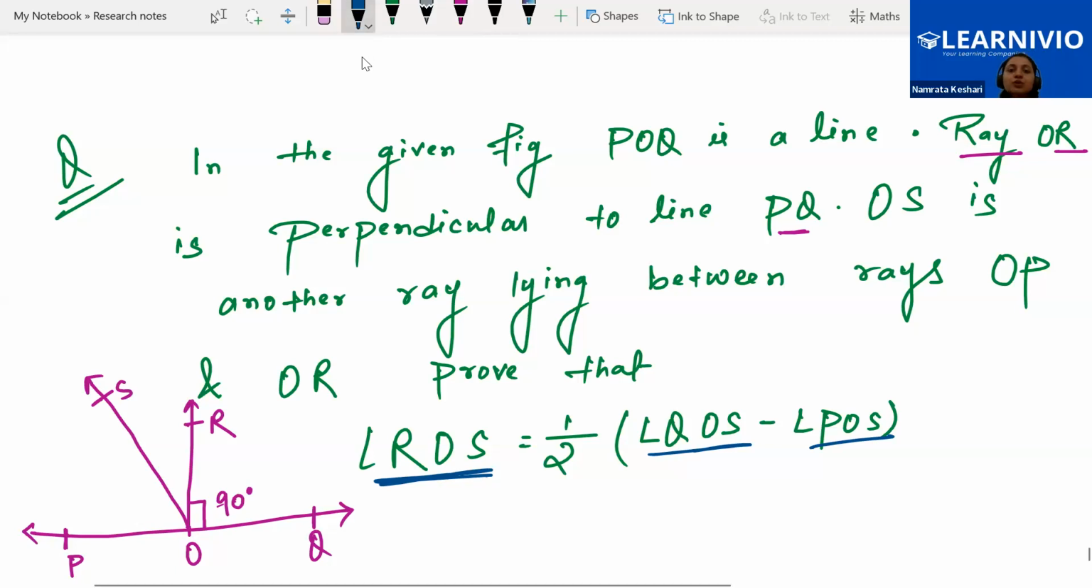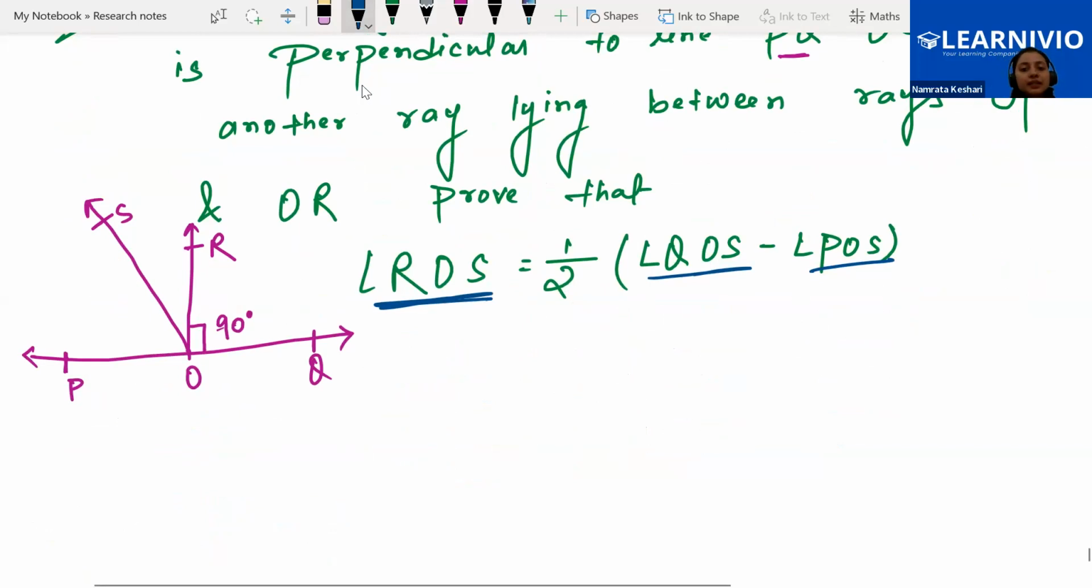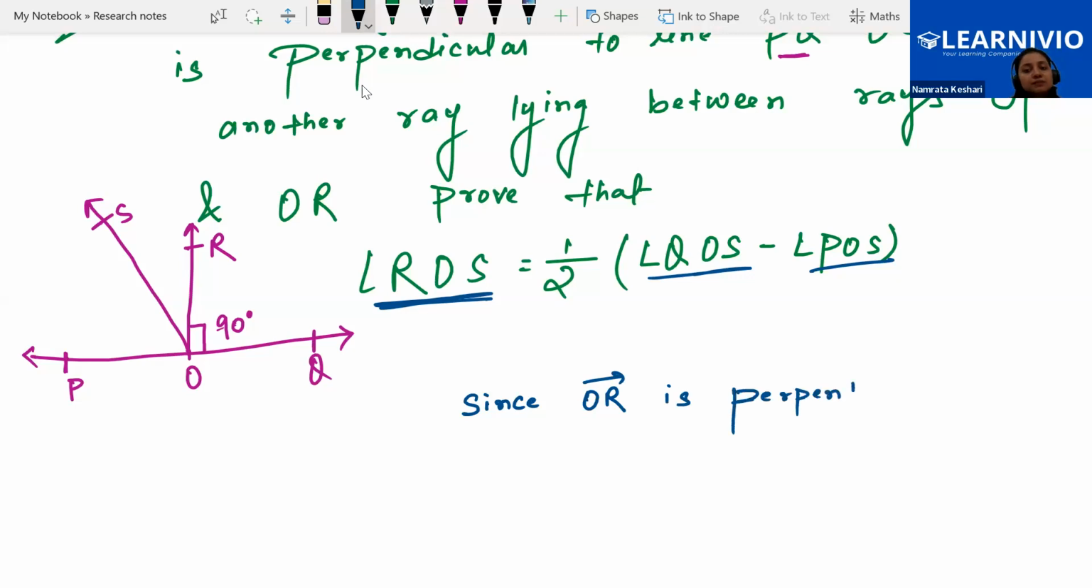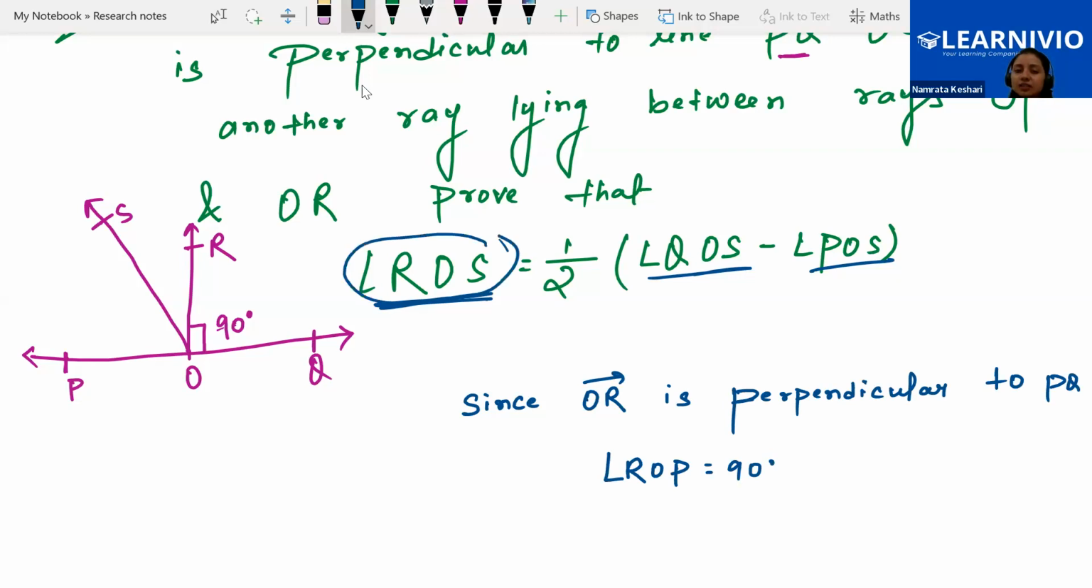So for now, at first we will write, since ray OR is perpendicular to PQ, we can write that angle ROP is 90 degrees. We can write it, right? Now this ROP, here ROS is there. ROS is there in the proof part, so as I said, we will try using that.